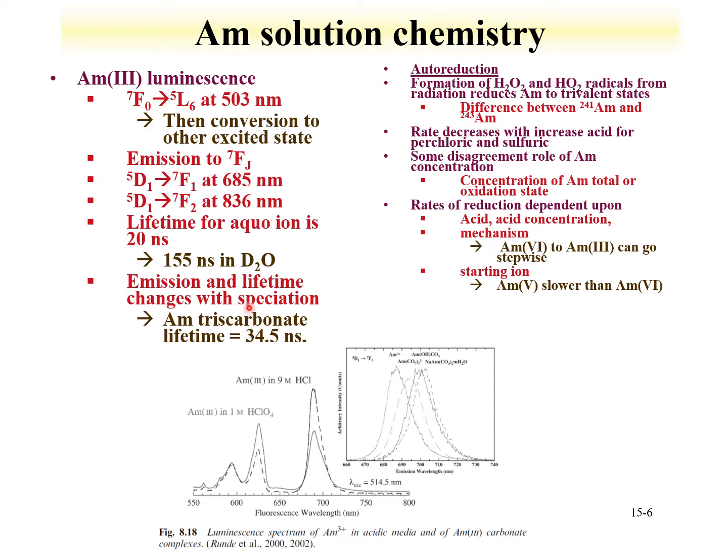One of the drawbacks of this is that the lifetime of the aqua ion is relatively short, 20 nanoseconds, extended to over 100 nanoseconds in D2O. This is much shorter than what was observed for curium, and much shorter still than what's observed for uranium.